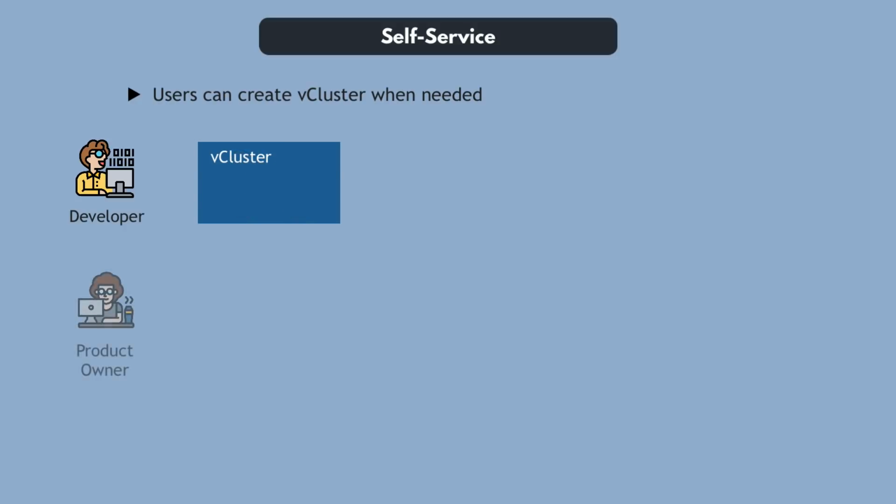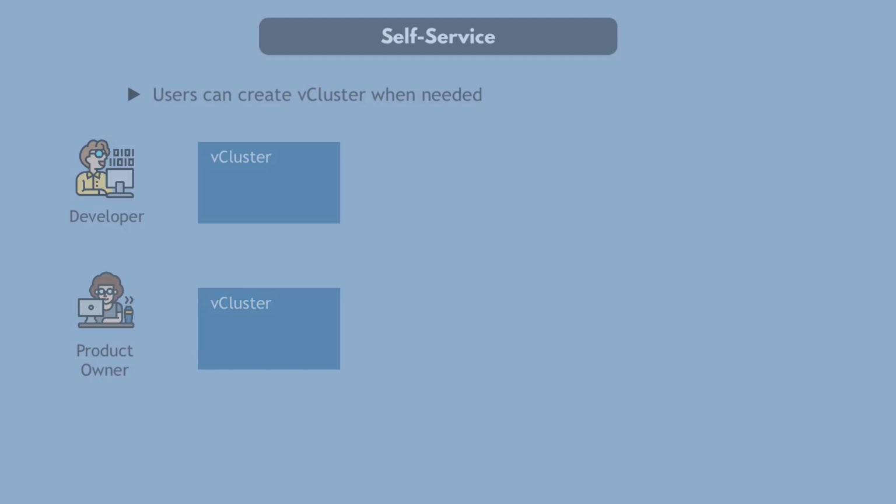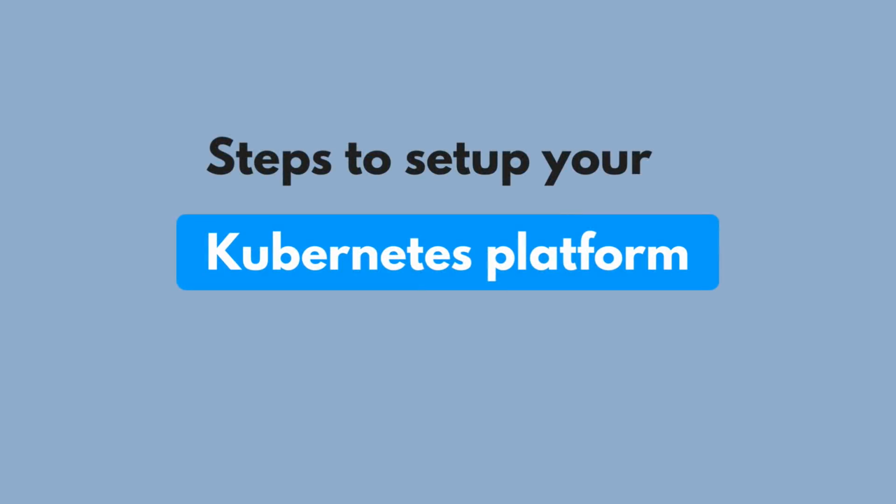Maybe a product manager wants to demo a new feature to the potential application users, so they can very easily spin up a virtual cluster to deploy the application and then just remove that virtual cluster when the demo is over. So now let's see the complete flow of how you as a user can set it up and use it.